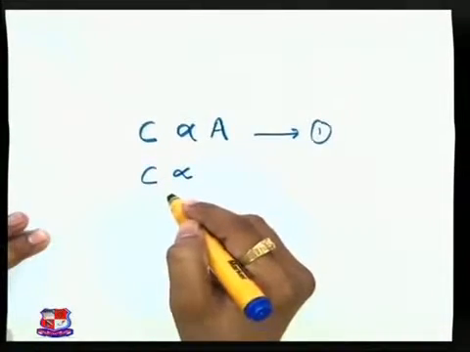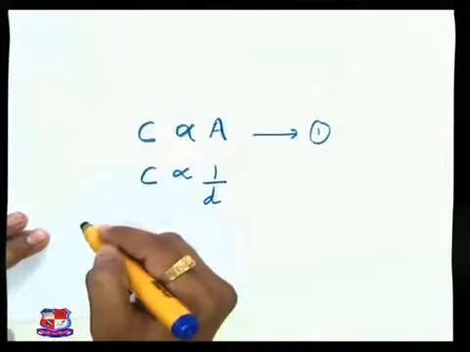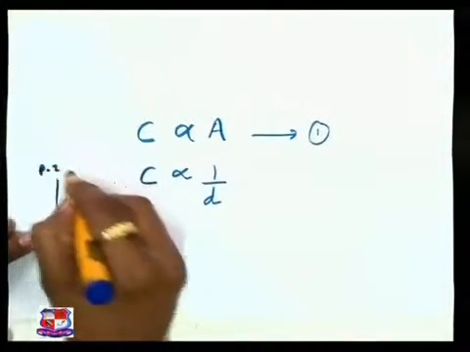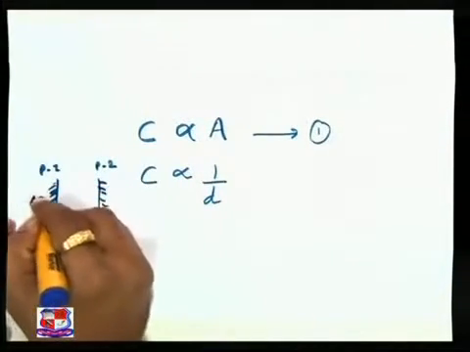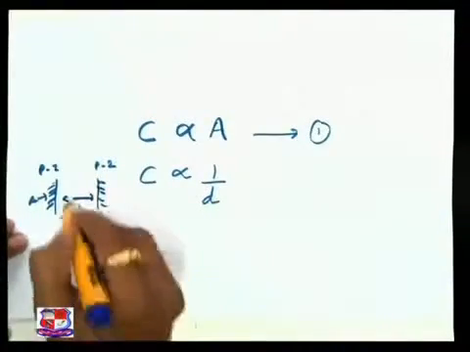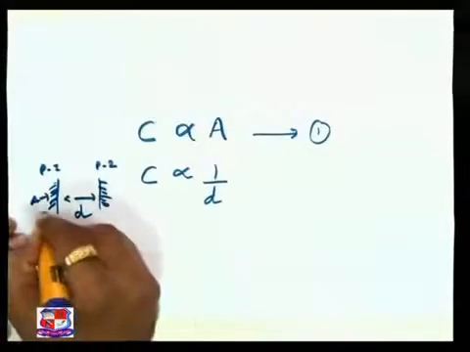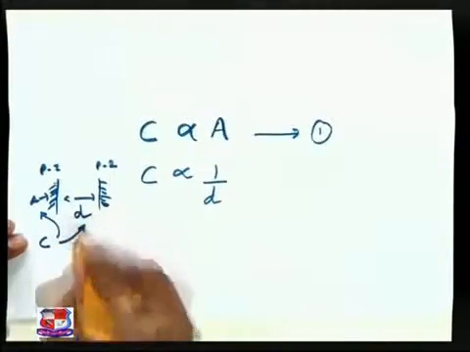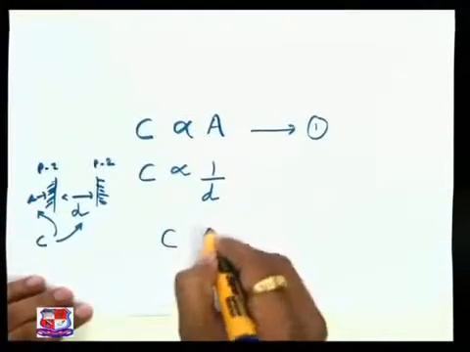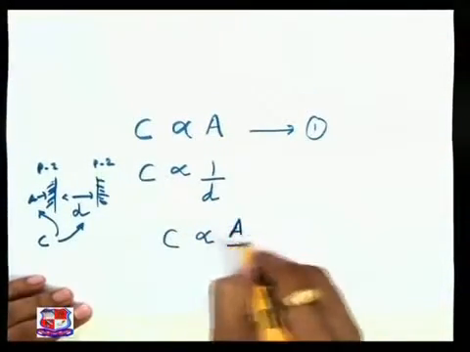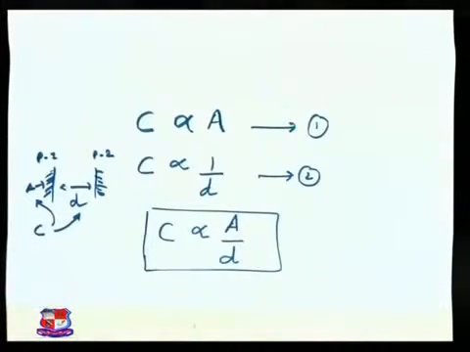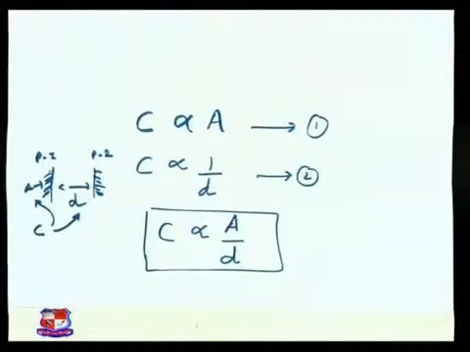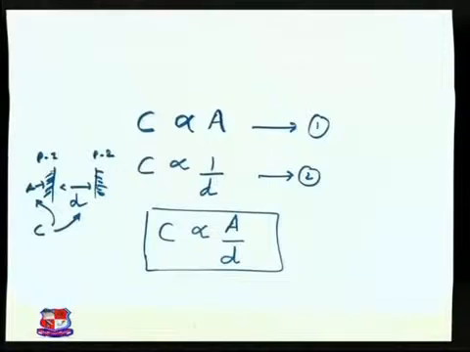Another important parameter of the capacitance is the distance d between the two conducting plates. This is our plate 1, this is our plate 2, this is the area covered by the plates and this is the distance. The capacitance is directly proportional to the area and inversely proportional to the distance. So we can write C is proportional to A by d.